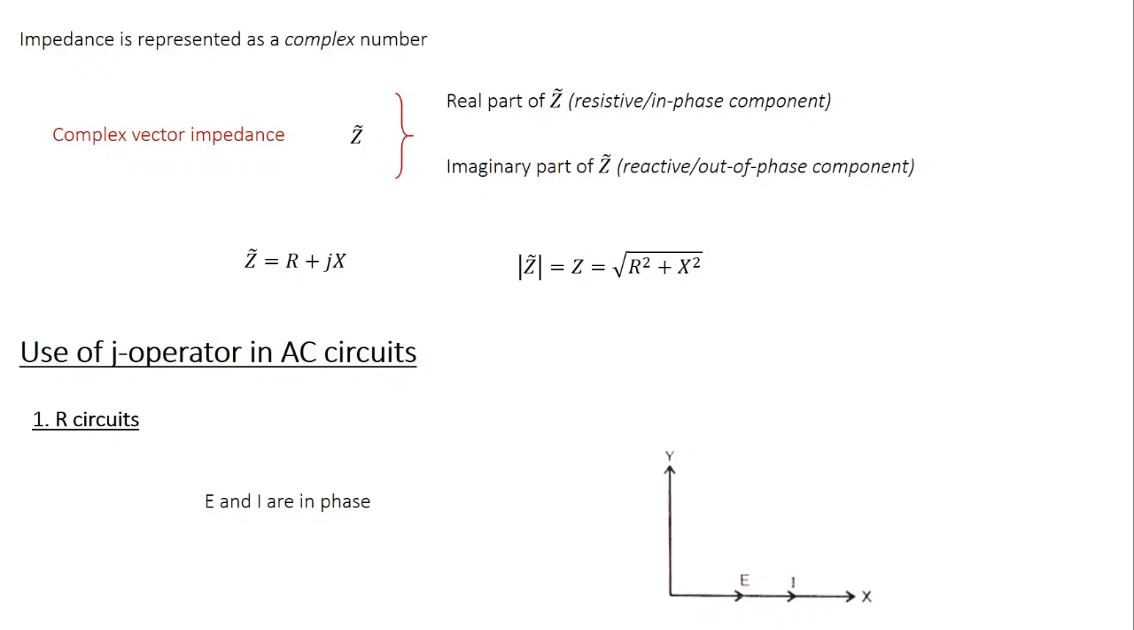Now let's try to re-represent the phase relation between voltage and current in the various circuits we have learned so far using j operators. So starting with the simplest case, which is the R circuit, where the circuit consists of a single ohmic resistance R, we already know that the voltage and current are in phase.